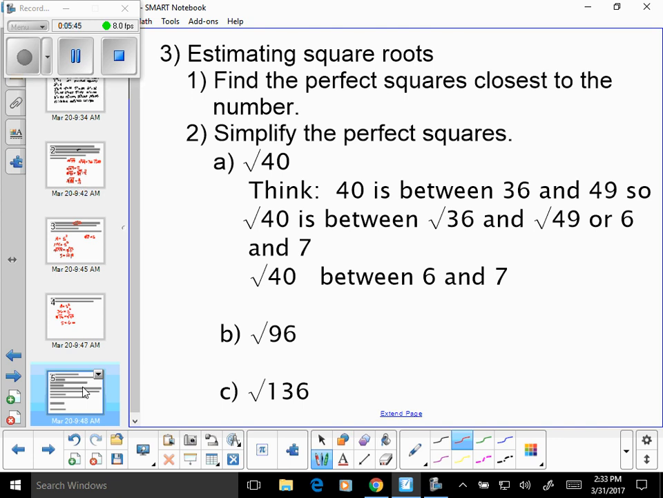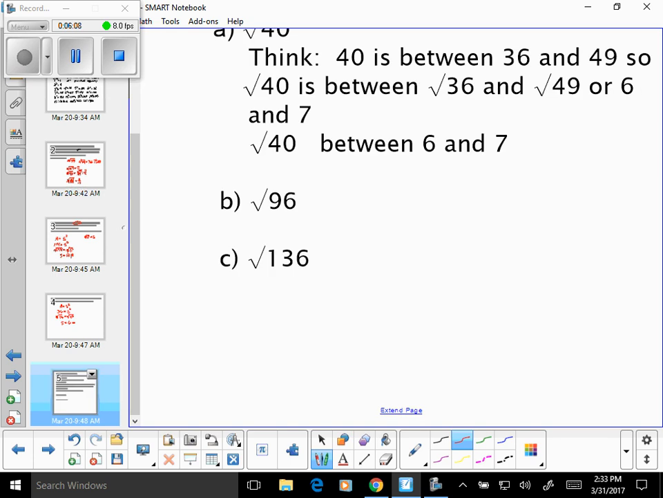I look at my list of perfect squares. 40 is between 36 and 49. So therefore, the square root of 40 has to be between the square root of 36 and the square root of 49, or 6 and 7. So if they want me to find the square root of 40, I say that it's between 6 and 7.